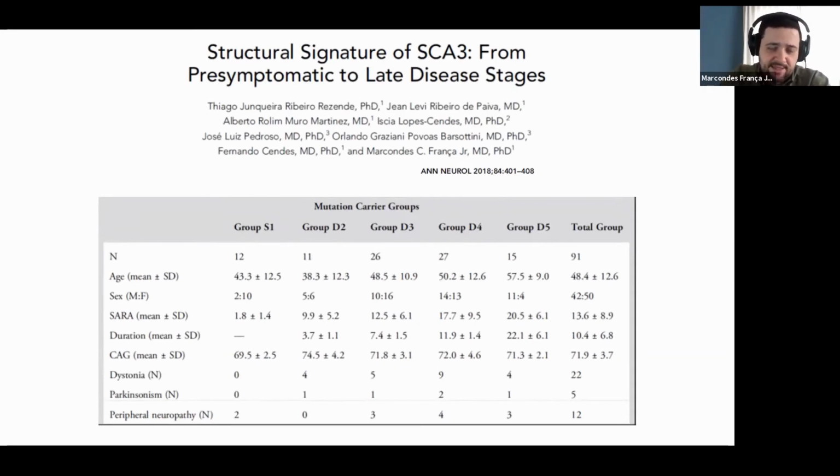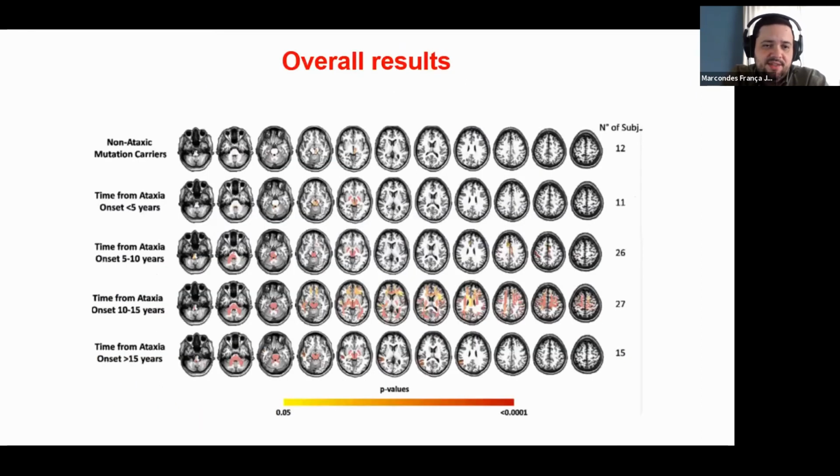Then we tried to evaluate and compare the structural signature in each of these distinct subgroups of the disease, and I think interesting results came out. When you look at this initial figure, you appreciate that in the non-ataxic mutation carriers, we were able to find some regions with damage.